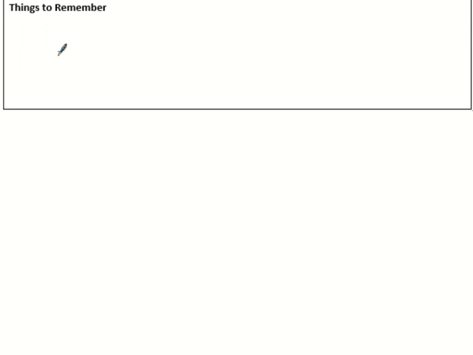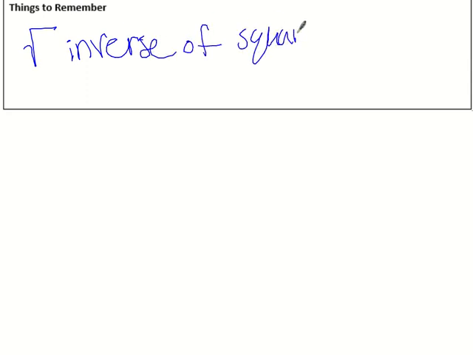Things to remember: the square root is the inverse of squaring. That's the main thing to remember. So that's why when we had x to the 4th squared and I could square root it, I get x to the 4th. I get that base, okay? So that's the main thing I want you to remember. So that's it, all done.